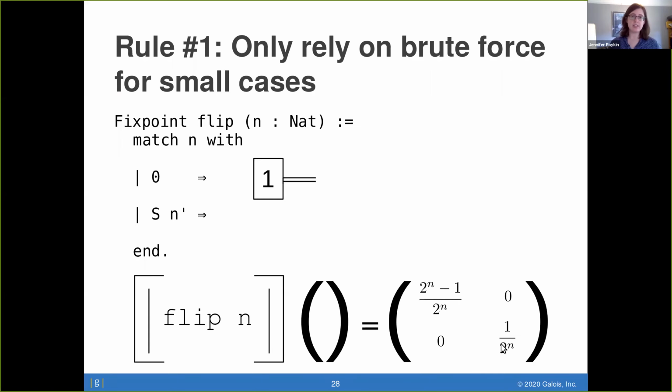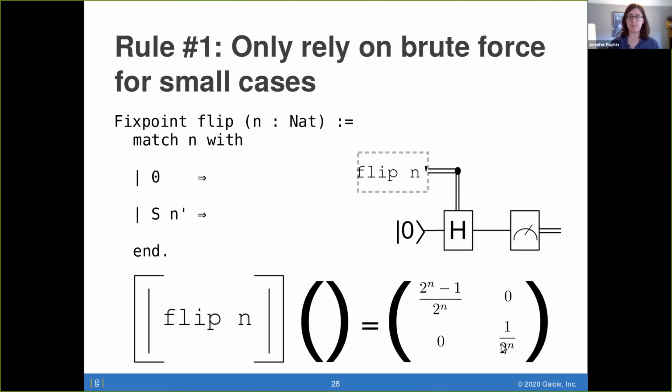On the other hand, consider the definition of the n-ary flip operation when n is equal to n prime plus 1. Here, this match statement is doing a case analysis on n, and we're now looking at the case where n is equal to S n prime, where S stands for the successor, that is n prime plus 1. And the definition of flip is going to be, well, first we flip the coin n prime times, and then we use that to control another coin flip, right? This is a generalization of the binary case.